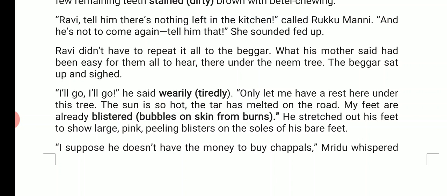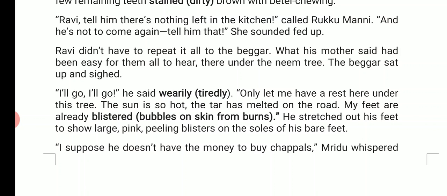जब आपके पैर जल जाते तो जो घाव फफोले पड़ते हैं ना, that was there on his feet. ठीक है? So he asked, let me have some rest till the time the sun goes away from this place, and the hotness comes down a little bit to cold. Because I have blisters on my feet and it's very painful. Let me rest for some time.